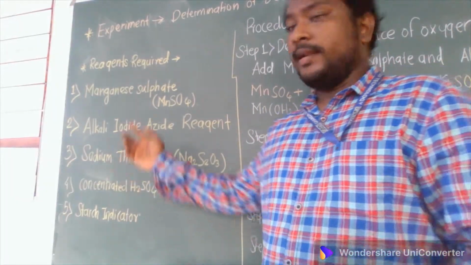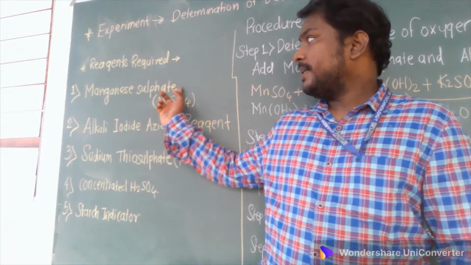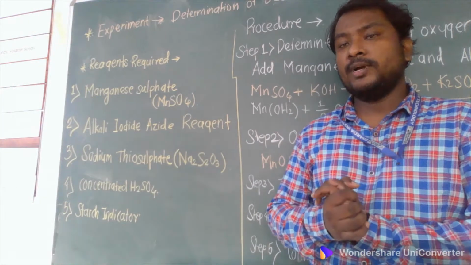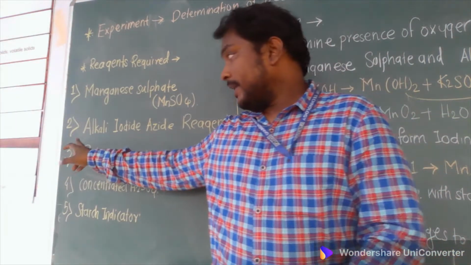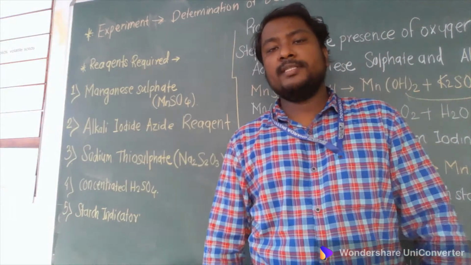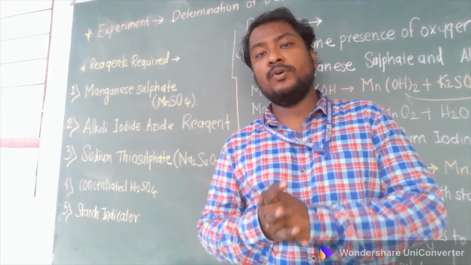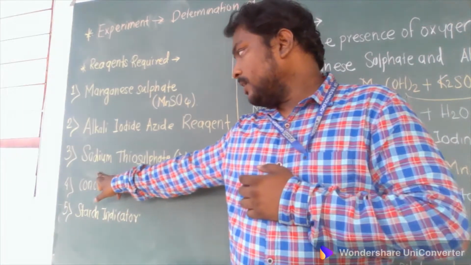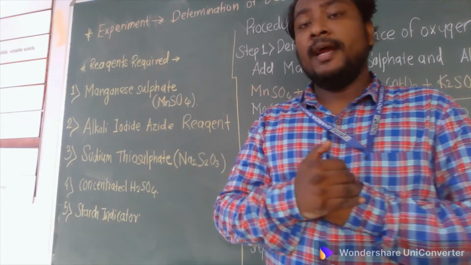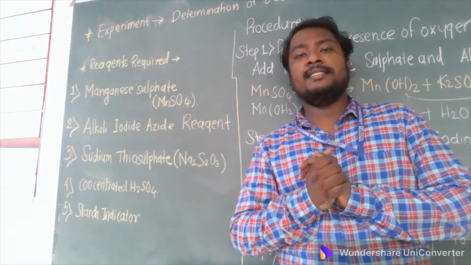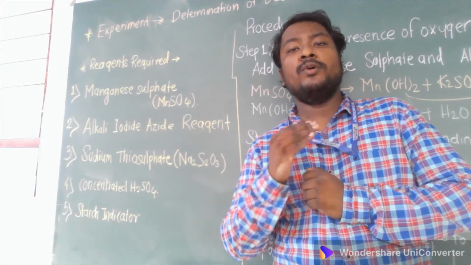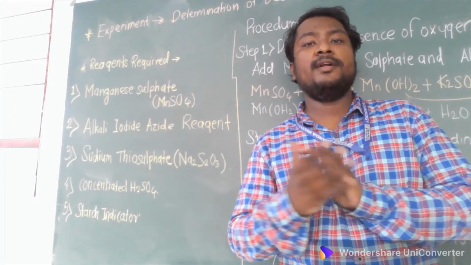I have written here the reagents which are required for this experiment. First reagent required is manganese sulfate, that is MnSO4. This chemical we have prepared in our laboratory. The second reagent required is alkali iodide azide reagent, which is also very important, and this is also prepared in our lab. Then third is sodium thiosulfate, Na2S2O3, and its significance in this experiment is that we are going to use sodium thiosulfate as an important titrant.